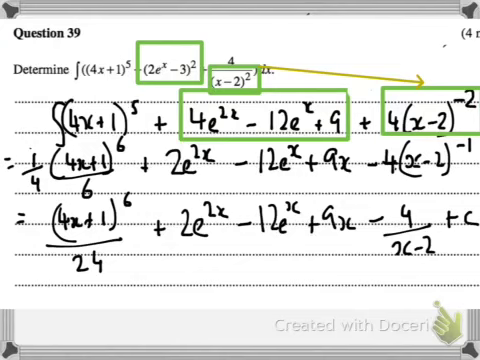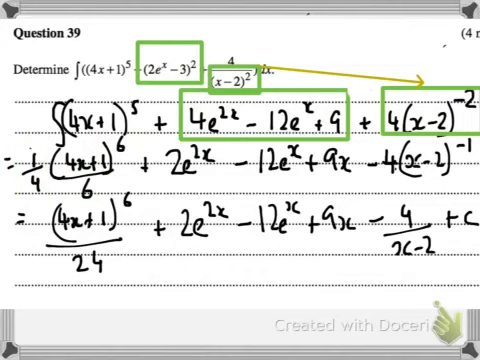Next thing I've done is sequentially gone through bit by bit and got the integral of each part. To get the integral there, it's 1 over the coefficient of x. That's how I get the 1/4. Raise the bracket by a power, so it goes from 5 to 6 over that same index. So that's how I get 6 there and 6 there as well. So that's the first one.